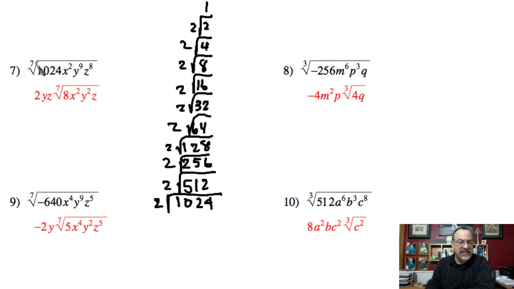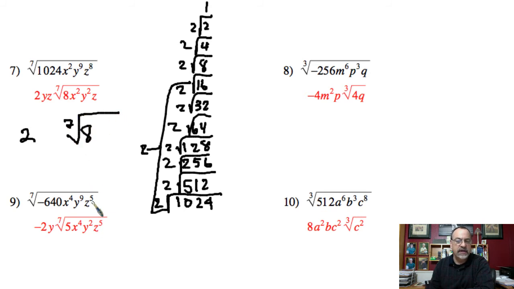So again, I need 7 2's now because the index is 7. So 1, 2, 3, 4, 5, 6, 7. So these 7 2's are going to be a single 2 on the outside. And then again, I have 3 left on the inside, so I'm going to multiply those back together and get 8. Then I can do the variable.